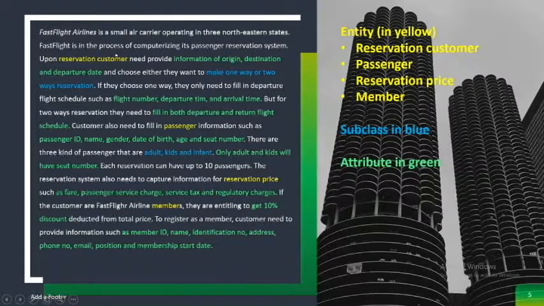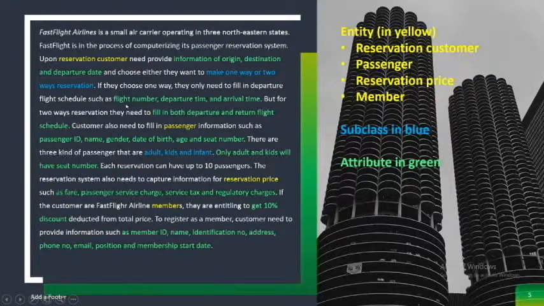From the question, I already highlighted the entity, subclass, and attribute. Okay, the entity is reservation customer, and the attributes for reservation customer are information of origin, destination, and departure date. From the question, we need to choose if we want to make a one-way or two-way reservation. So, reservation customer will have two subclasses. One is one-way and the second is two-way reservation.